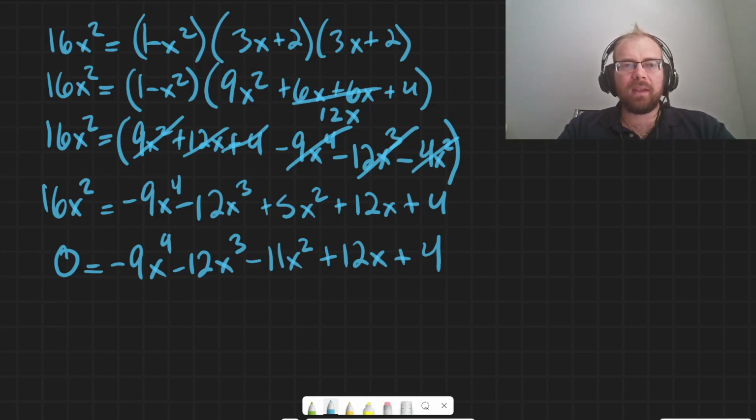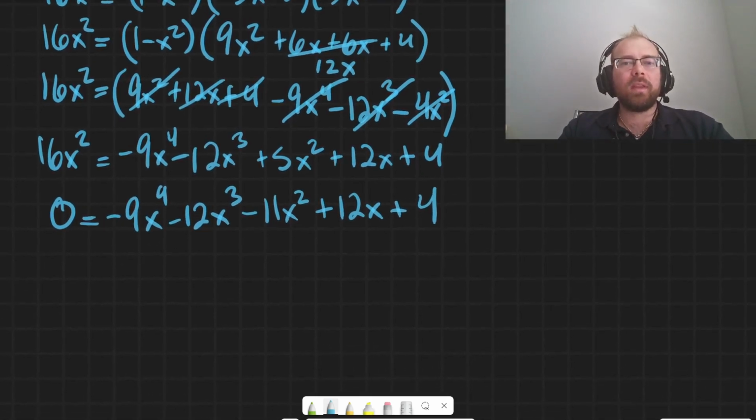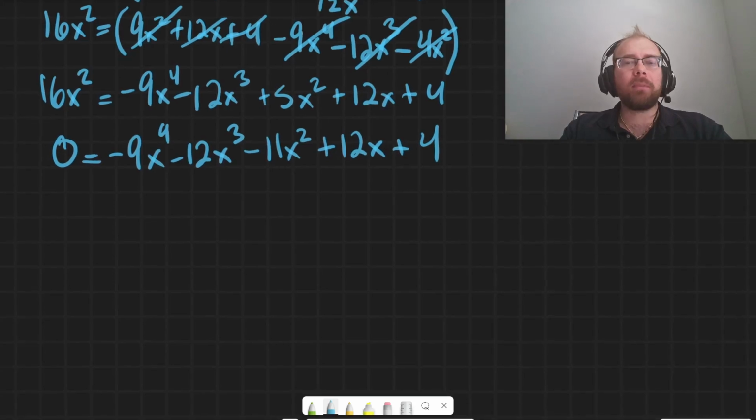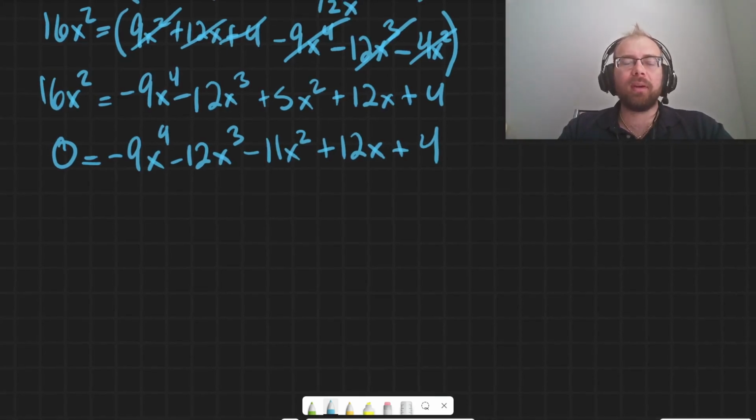And that is a pentanomial, so that's pretty crazy. The only hope for us here at this point is synthetic division. And I'm really, really hoping that something nice happens, but I don't think it is. So what I might do is I might actually cheat a little bit and use some Desmos.